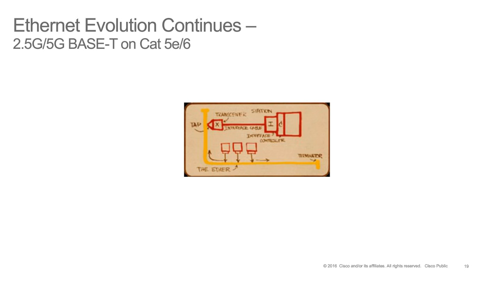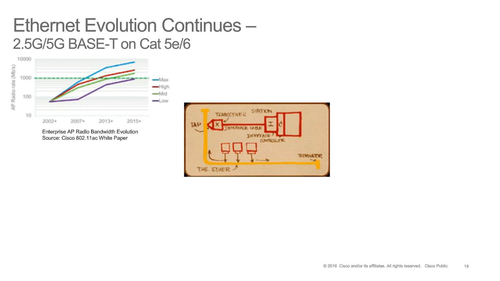Where have we gone? The chart over on the top left is from a Cisco white paper, which is basically showing how wireless speeds evolve over time. This chart is in the full version of my deck. What you're seeing is that the green line in the middle is 1000BASE-T, and over time the AP radio bandwidth level is evolving way beyond that.